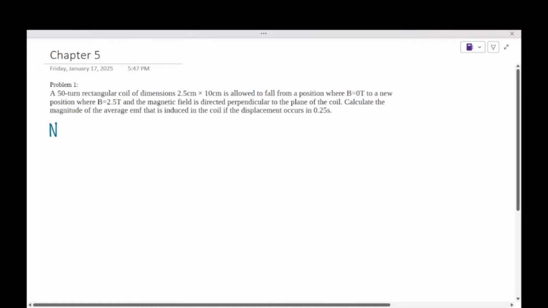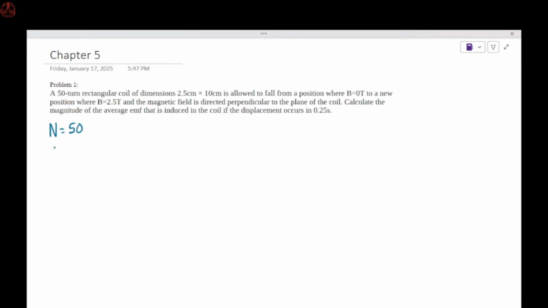So the number of turns here is 50 turns. The dimensions 2.5 times 10 refer to the area, so that's going to be 2.5 times 10 cm squared, right? And 2.5 times 10 is 25 cm squared, which is 25 times 10 to the power of -4 m squared. That's all in SI units. And then my initial B is 0 Tesla, and my final B is 2.5 Tesla.